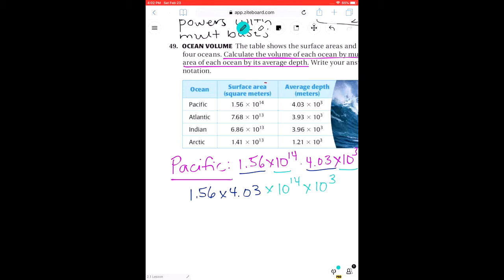So when I multiply those two things together, I get 6.2868. Okay, and then what I want to do is simplify this as much as possible, and I know that I have the same base, and I have two different powers, and I'm multiplying them together, which means I need to add the exponents. So I've got times 10, 14 plus 3 is 17. Now it says to write your answer in scientific notation, so we have to make sure that this number here is between 1 and 10, and that off to the right we've got a power of 10. Well, both requirements are true, so this will be our answer.